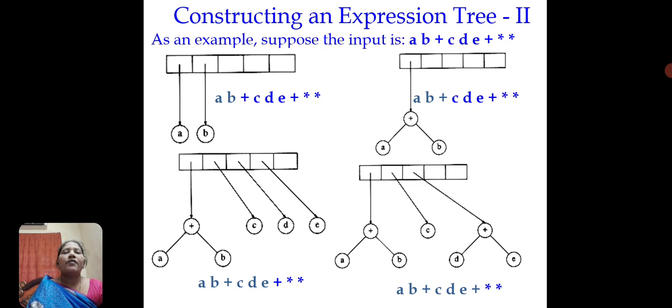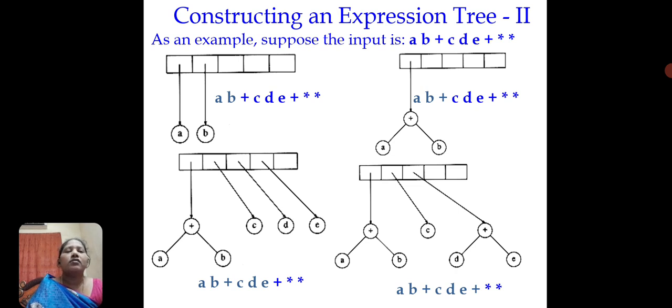Suppose you have the postfix expression AB+CDE+**. How do we construct an expression tree for that? If it is an operand, you push that operand into the stack. For example, A is an operand, so it is pushed into the stack. Next, B is also an operand, so it is also pushed into the stack. The next thing is plus. Plus is an operator. When a plus occurs, plus is pushed into the stack, and the operands A and B will be considered as the left and right child correspondingly. This is the way you can see in the second diagram.